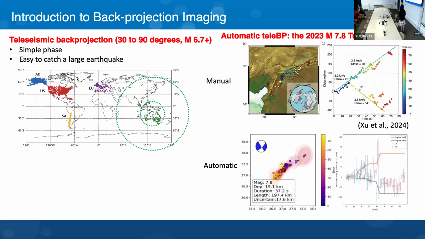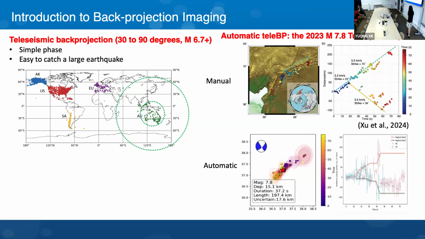This is how the automatic back projection works. This is the manual result, and this is the automatic result for the magnitude 7.8 Tokyo earthquake last year. And this is the location. All the dots are the subsources, or the high frequency radiation locations. This is the distance along strike, and this is the time. So you can estimate the rupture speed and how the direction changes, whether it becomes two branches or one.